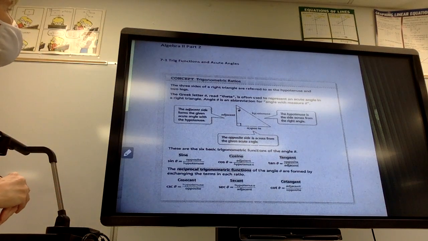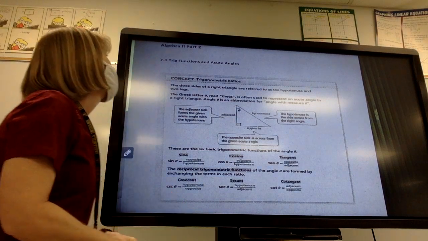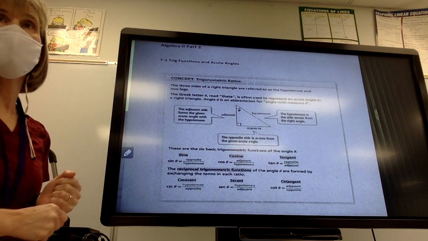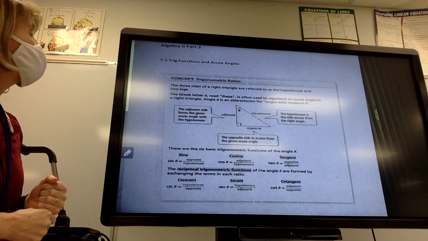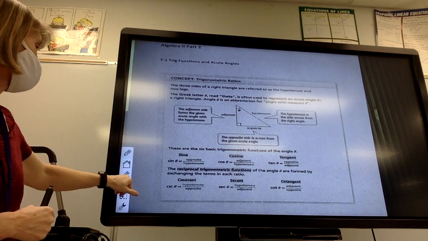In your note packet, it says trig functions and acute angles is the title of 7.1, and we're really only going over 7.1. We're just going to break it into 3 days, and then we're going to test over that. So it says trig ratios. First of all, we're dealing with right triangles.